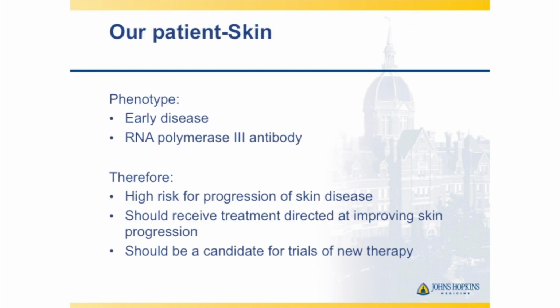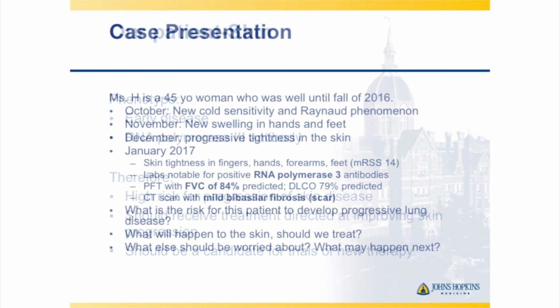So for our patient that I presented, what would we say? That they have early disease and they make this RNA polymerase III antibody and they already have a moderate degree of skin involvement. We would say that that patient is at high risk for progression of their skin disease and certainly should receive treatment directed at improving skin progression and should be a candidate for trials of new therapy.